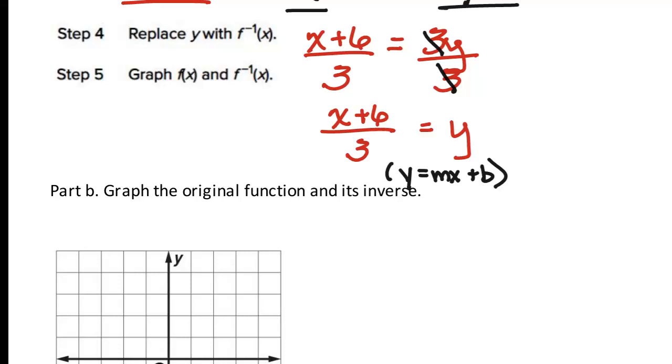Do you know? Who can help her out? What's in front of the x there? It's a 1. So really, that is part of a fraction.